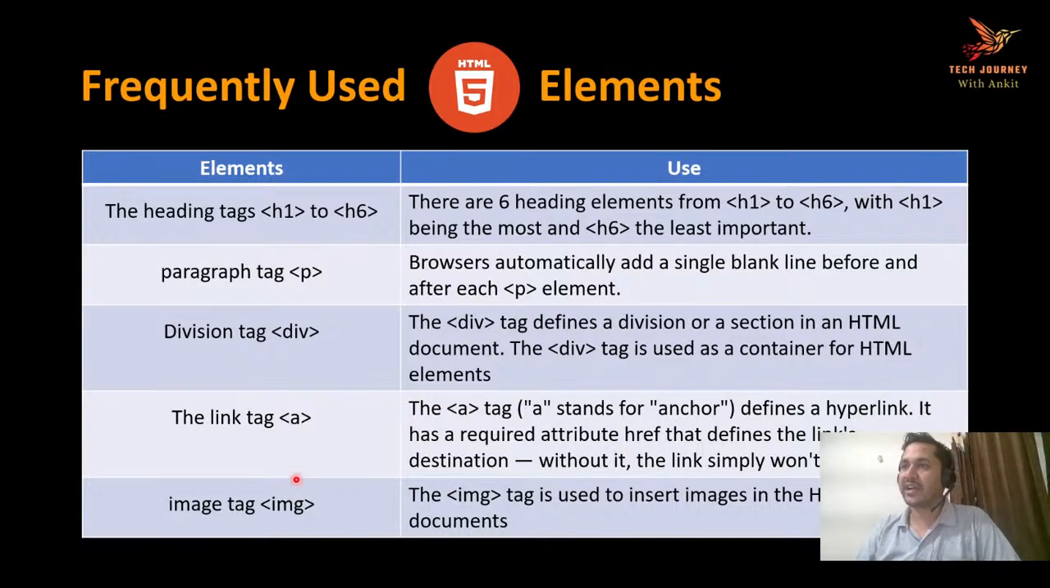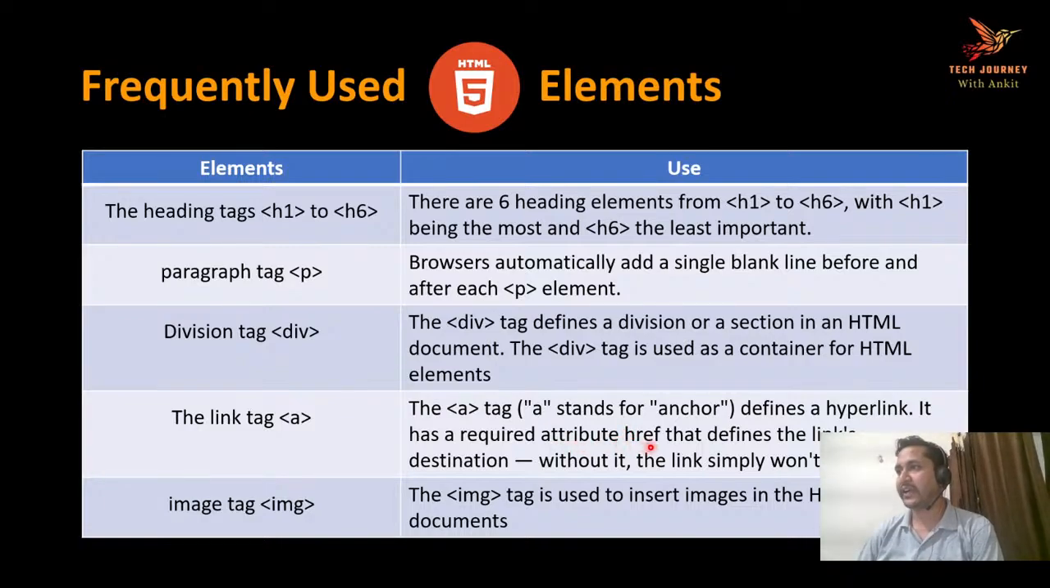The next one is the anchor tag or the A tag. A stands for the anchor tag. Anchor tag is helpful to define a hyperlink. This anchor tag has a required attribute. Now I hope you guys can correlate the term because we have already covered HTML attributes. So this A tag has a required attribute.